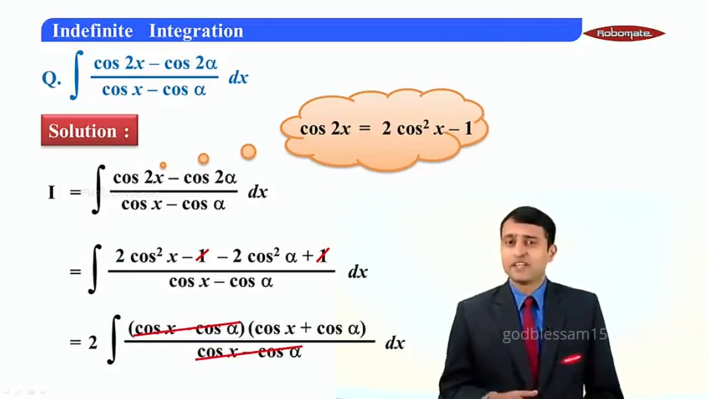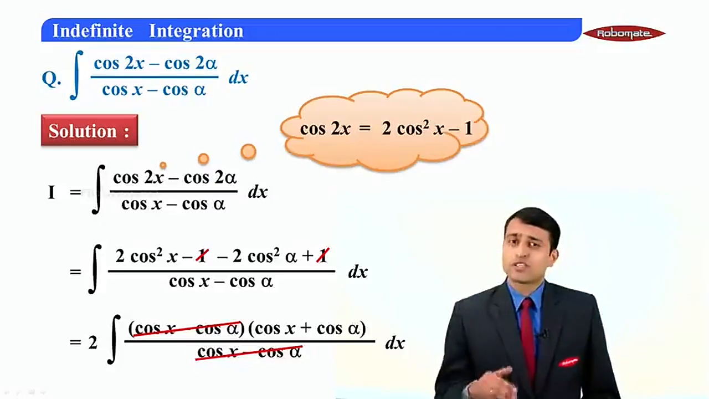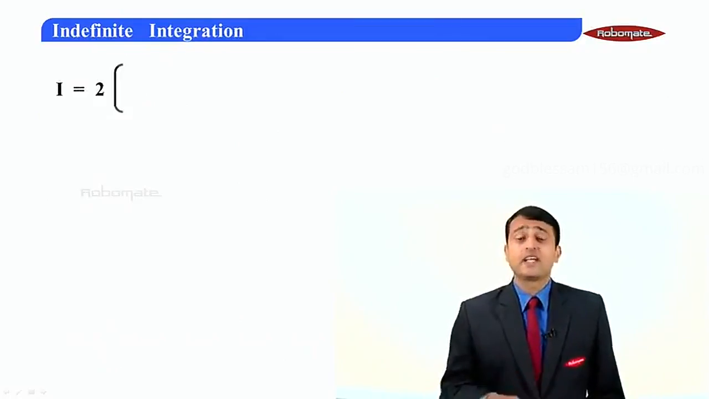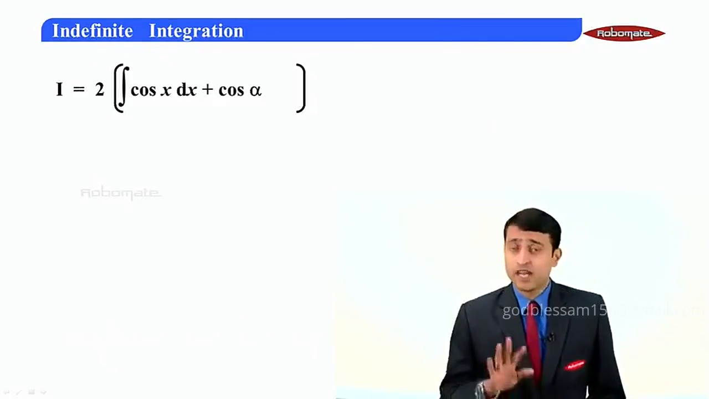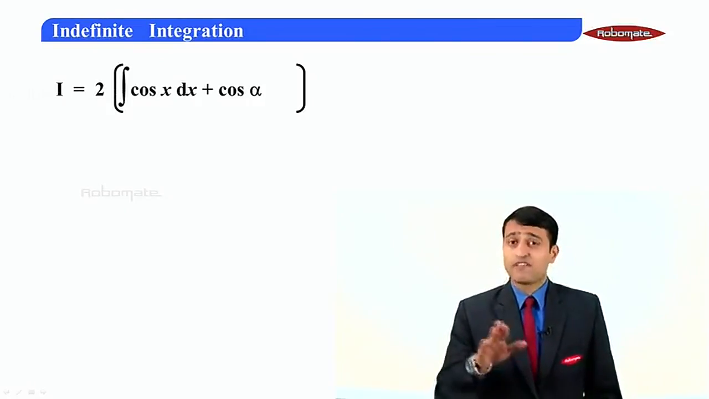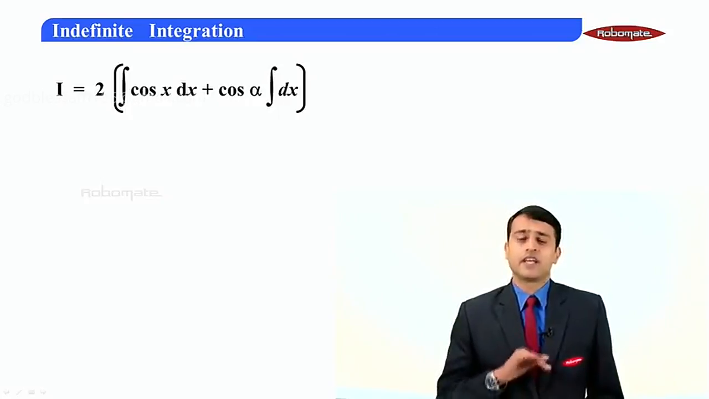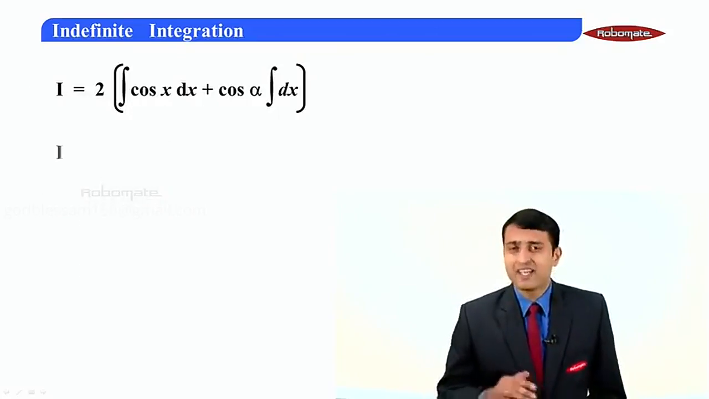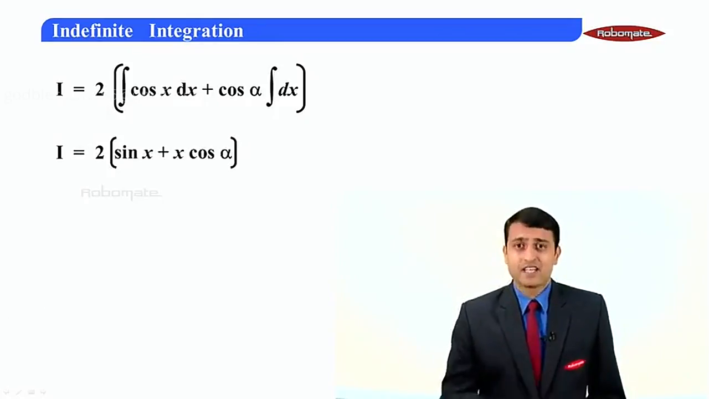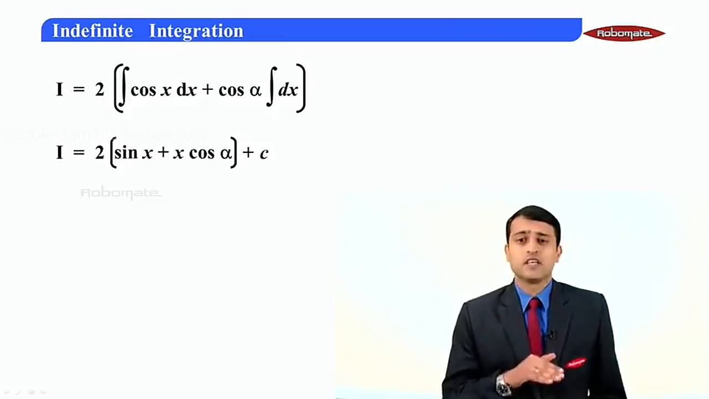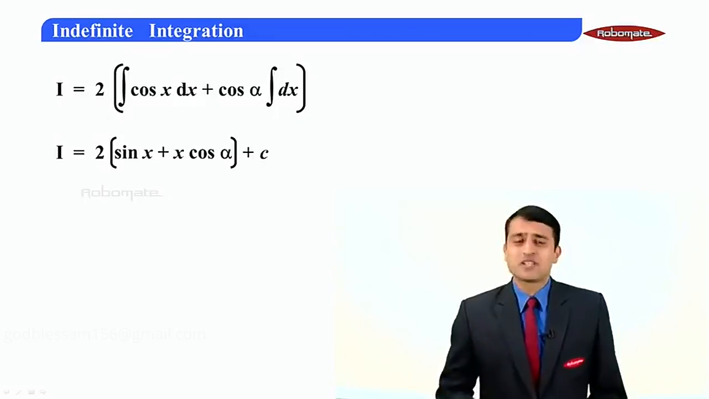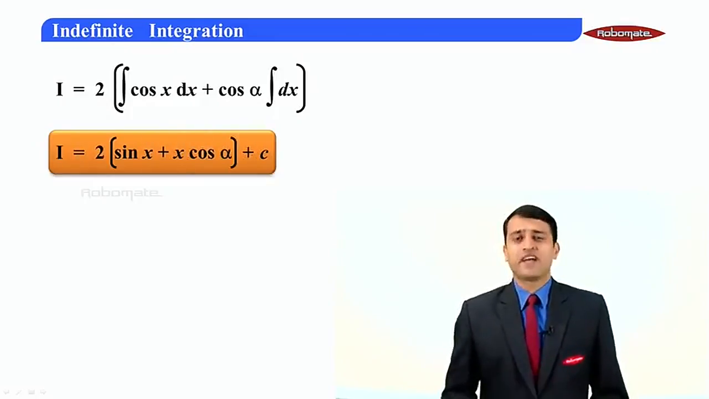So what are we left with? We are left with integral of cos x plus cos alpha and a 2 outside. So let me write that as 2 times integral of cos x dx. Is that okay? And integral cos alpha. Alpha is a constant, so we take cos alpha outside and we get integral dx. Now students, integral cos x is known to me. It is sin x. So 2 brackets, we have sin x plus x cos alpha plus c. X is because integral dx is x. And we cannot simplify this any further. So this becomes a final answer.